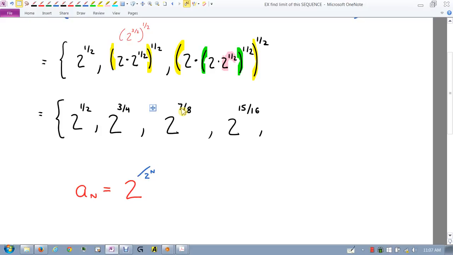1 less than that. So could I write 2 to the n, then take away 1. Do you all agree? All right, so let me rewrite this. It's 2 raised to the (2^n minus 1) over 2 to the n.